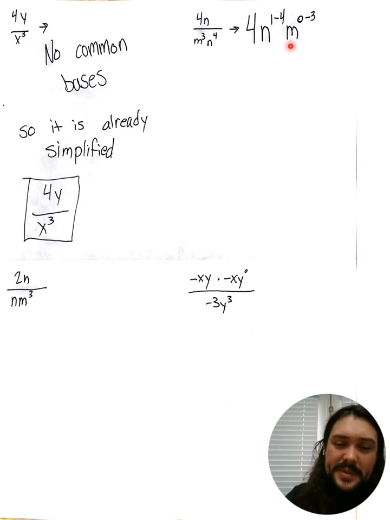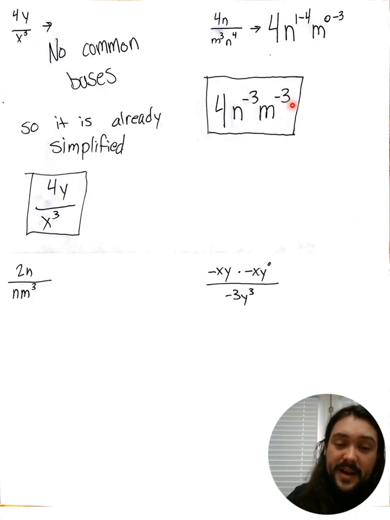And then my m's. Remember, I take the numerator and I subtract the denominator. So if I have 0 in the numerator, I'm going to actually write that. So I have m to the 0. There's 0 m's in the numerator. And then I'm going to subtract 3 m's from the denominator. So I'm going to take 0 minus 3 for a total of negative 3. So 4n to the negative 3, m to the negative 3.